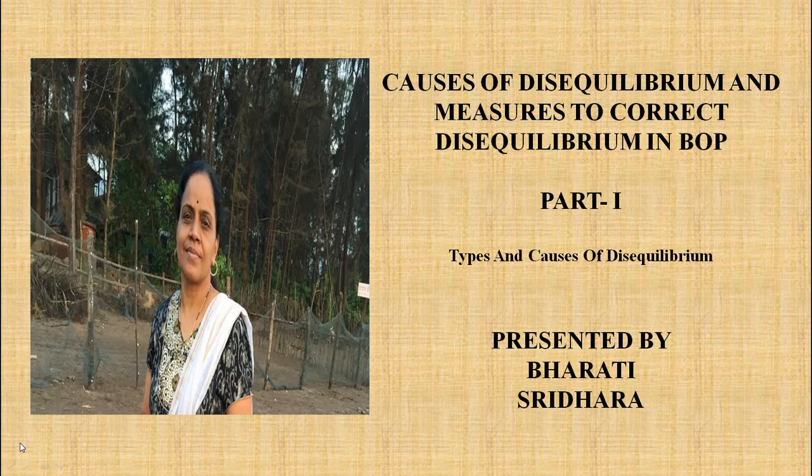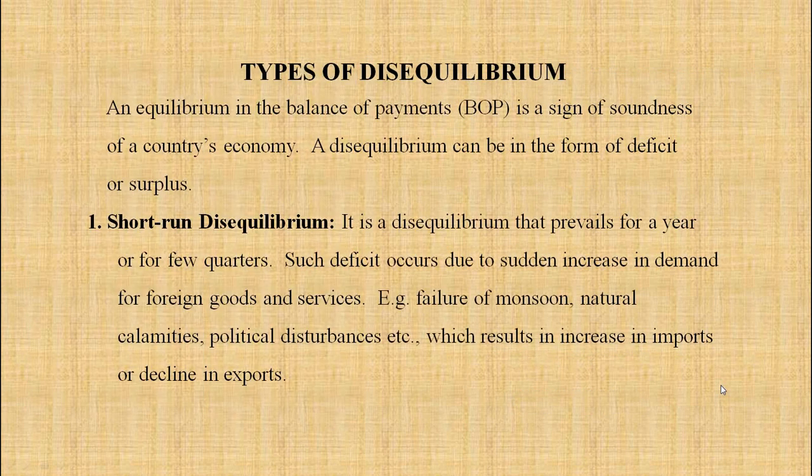I divided this topic into 2 parts. The first part, we will be discussing types and causes of disequilibrium. There can be 2 questions that are important in this and I covered in the presentation. So let us start with the types and causes of disequilibrium. An equilibrium in the balance of payment is a sign of soundness of the country's economy.